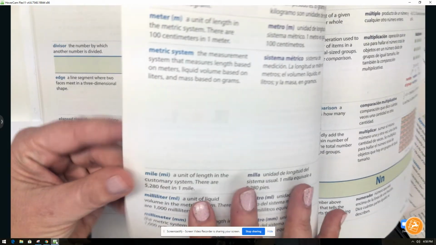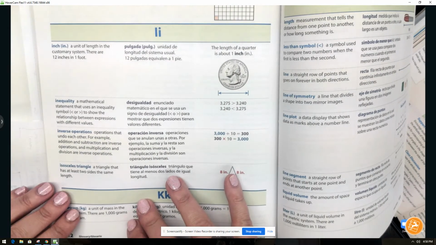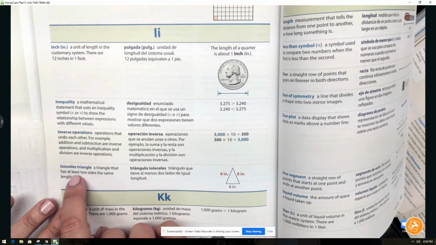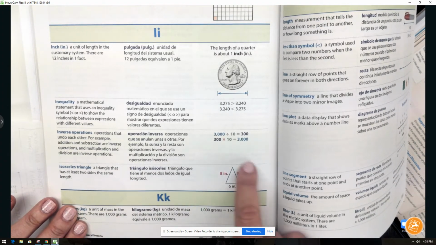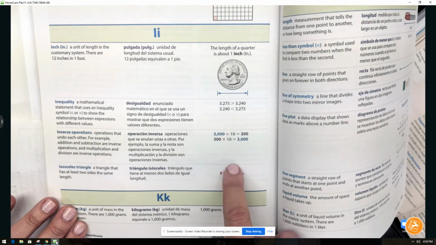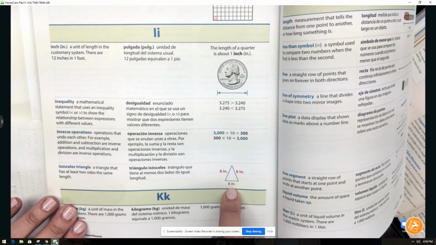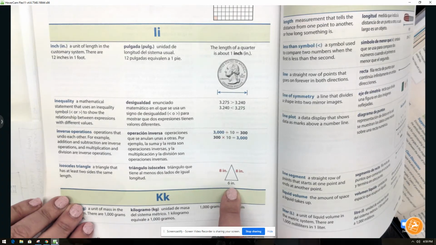So if I go in my glossary and I find the isosceles triangle, here it is. An isosceles triangle is a triangle that has at least 2 sides the same length. So an isosceles triangle, here's an example, has 2 sides that are the same or 2 sides that are equal, and the third side does not have to be equal. It can be equal, but it does not have to be equal.